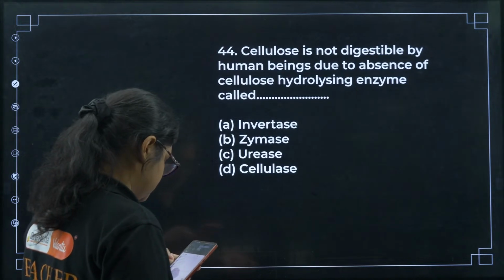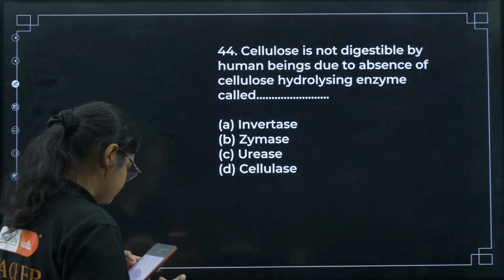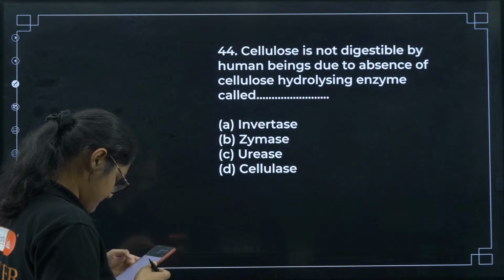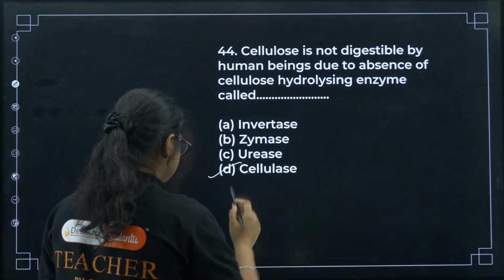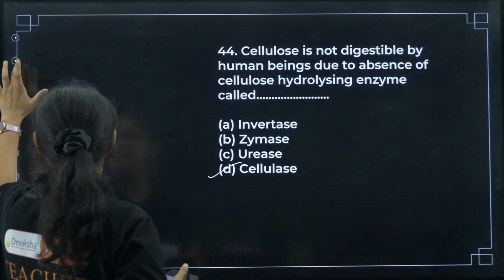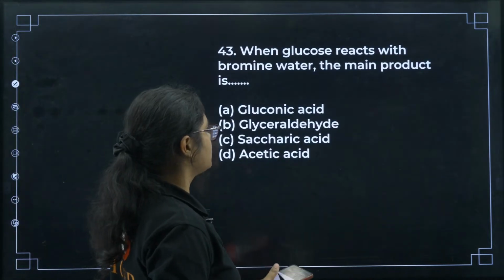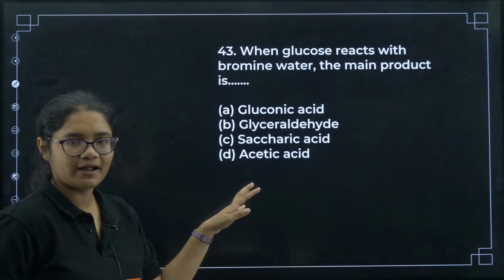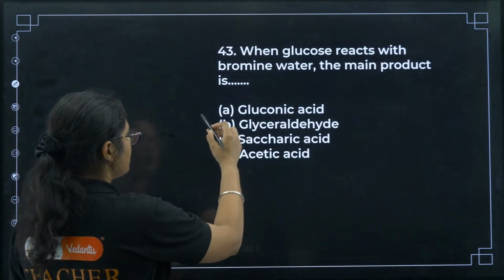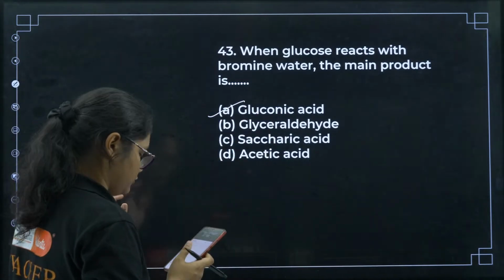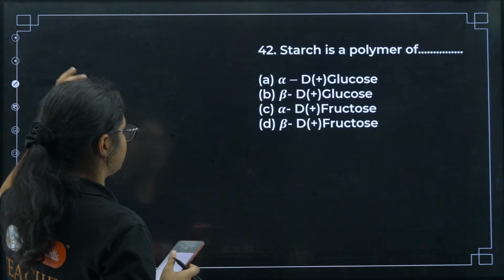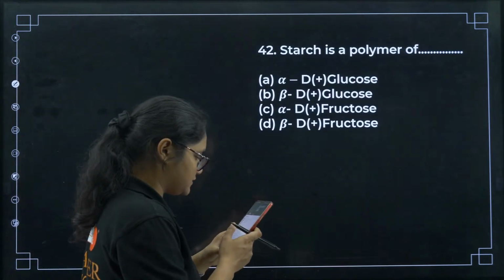Yes, can we answer this question quickly? Yes, cellulase is the correct answer. Varija is correct. Moving to the next question. When cellulose reacts with bromine water, the main product is, already we have discussed this question, right? So this is your gluconic acid. All of you will be knowing. I am not waiting for you because we have already discussed this question.